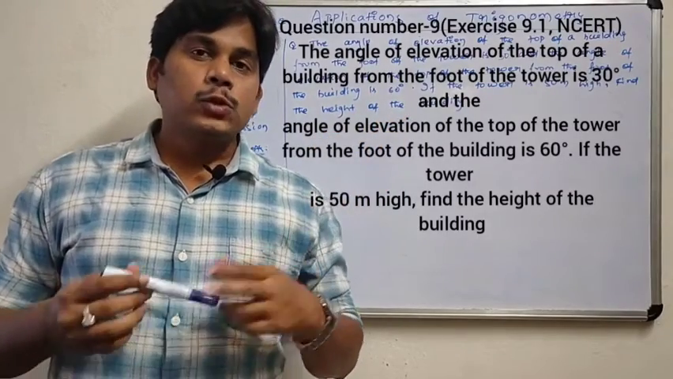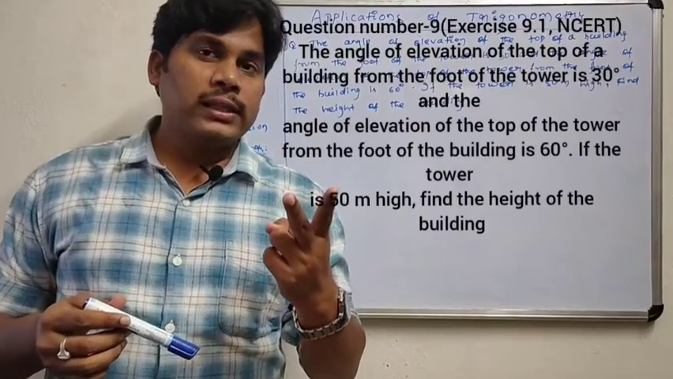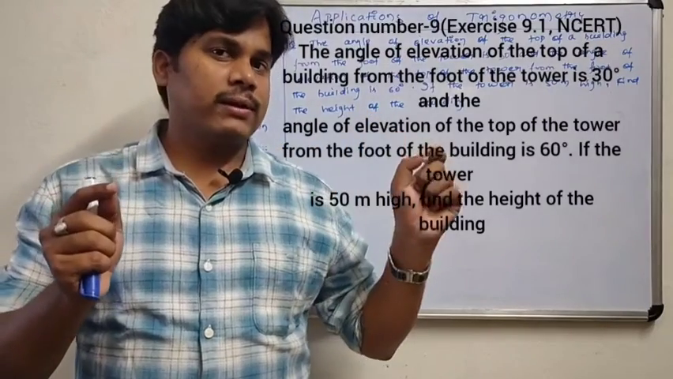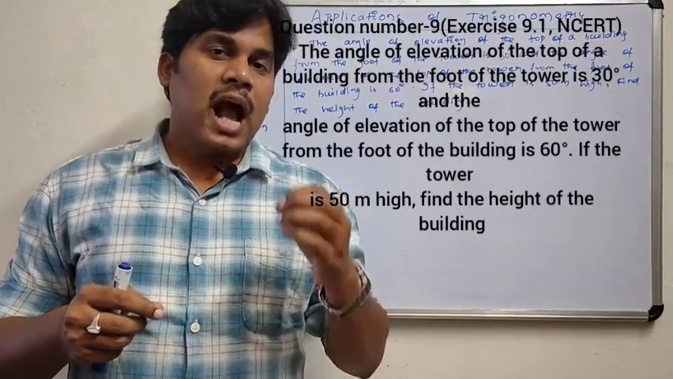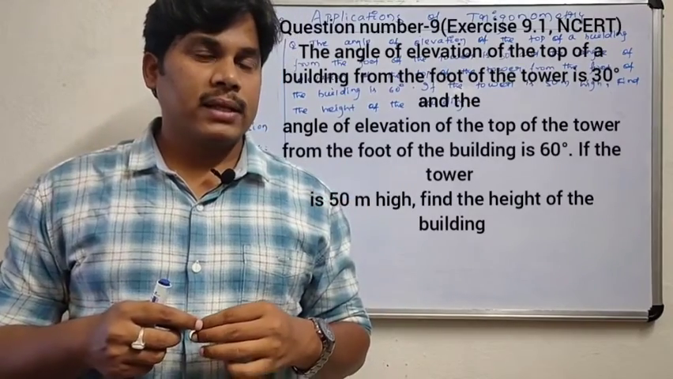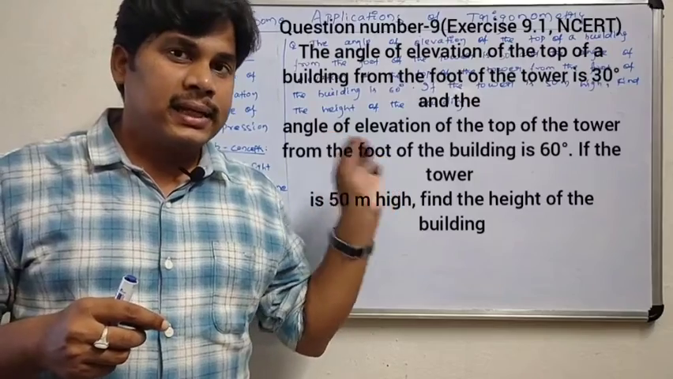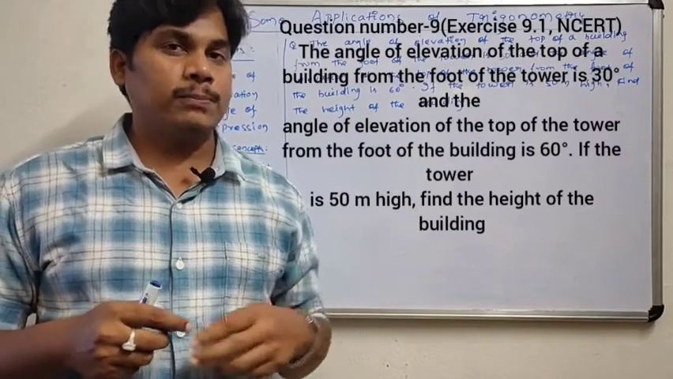This question is about two things. One is the building and another is the tower. Here two questions arise. One question, how many observers are there? Here the question clearly indicates that there are two observers.